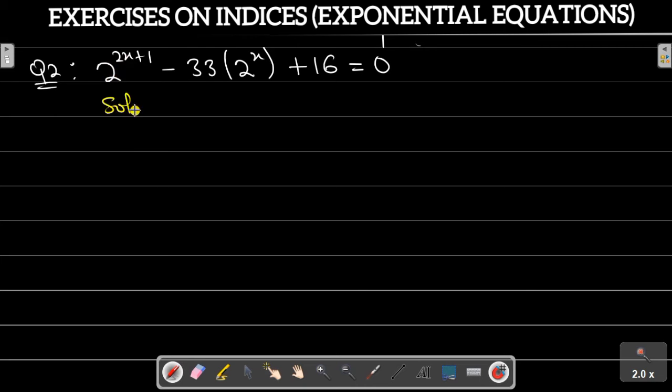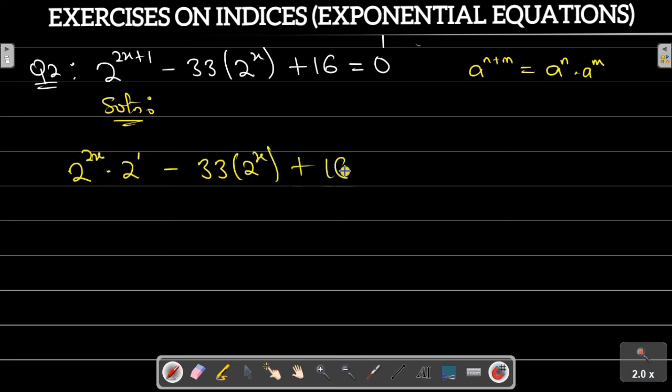So solution. How do we bring it out from here? We apply the rules of indices that says that if I have a to the power of n plus m, I can write it as a to the power of n times a to the power of m. So if I do that here, I am going to get 2 raised to the power of 2x multiplied by 2 raised to the power of 1. Is that clear? Yes. Okay, and that's minus 33 into 2 raised to the power of x plus 16 equal to 0.